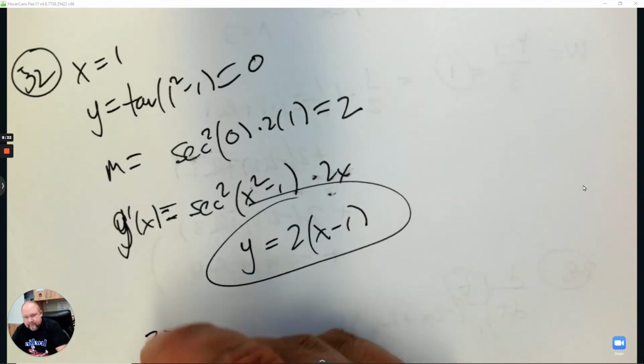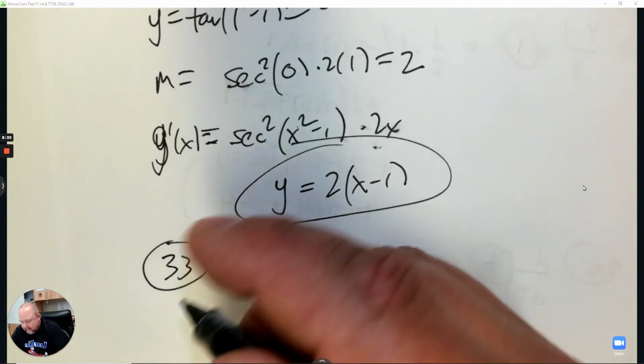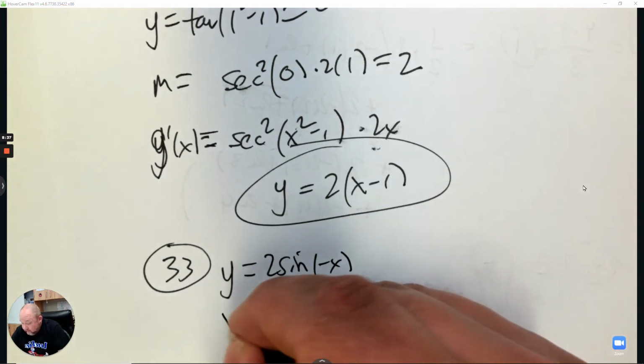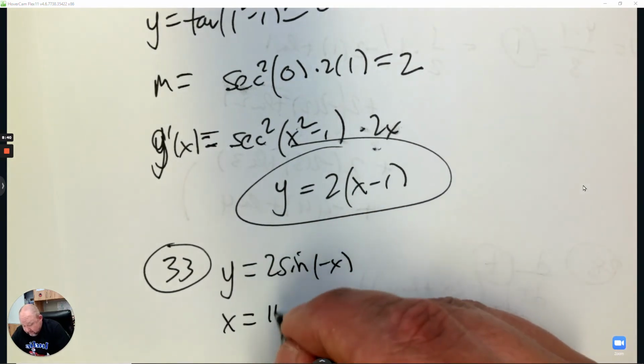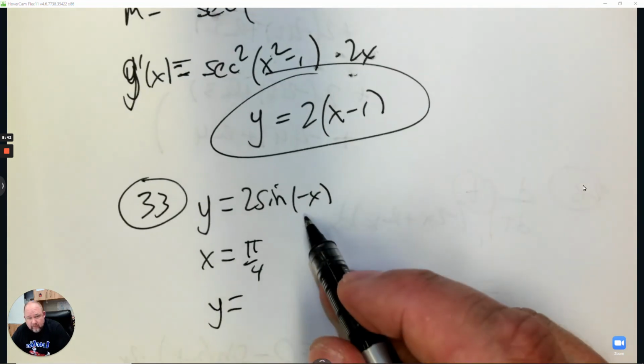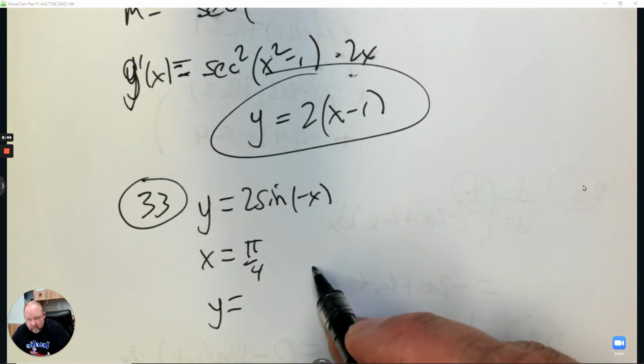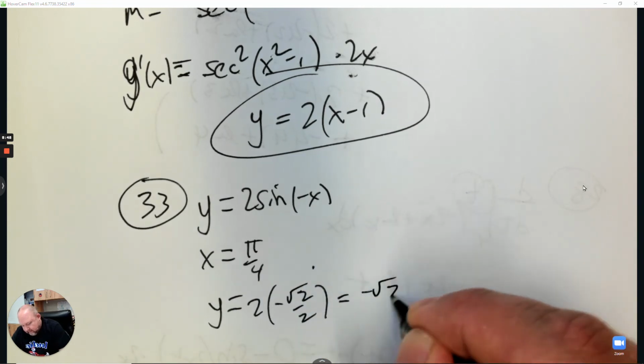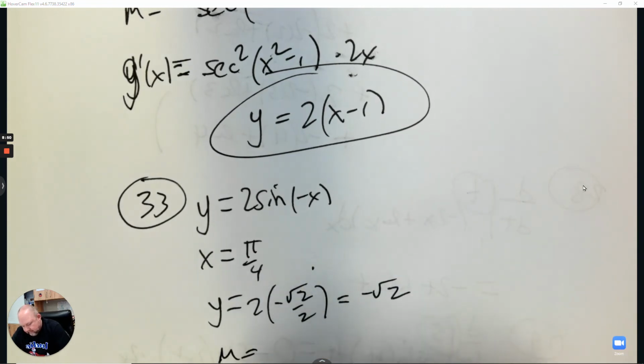33. You should try it, right? I know I'm going fast, but you should try it first. So we have x equaling pi over 4. Y, when we plug in pi over 4, negative pi over 4, it's negative root 2 over 2. That's negative root 2. The slope goes with the derivative.